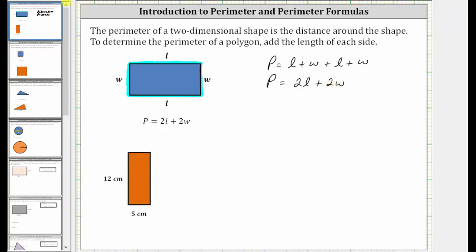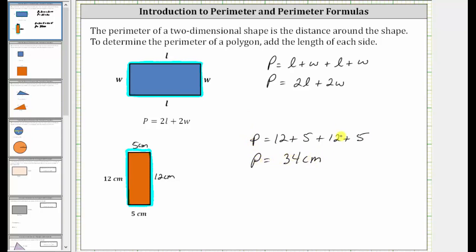So if we consider the rectangle below, if this side has length 12 centimeters, the opposite side has length 12 centimeters. If this length is 5 centimeters, the opposite side is also 5 centimeters. Walking around the rectangle, the perimeter is 12 centimeters plus 5 centimeters plus 12 centimeters plus 5 centimeters. So without using the formula, the perimeter P is equal to 12 plus 5 plus 12 plus 5. We normally leave the units off when performing the calculation, and 12 plus 5 plus 12 plus 5 is 34, giving us a perimeter P of 34 centimeters.